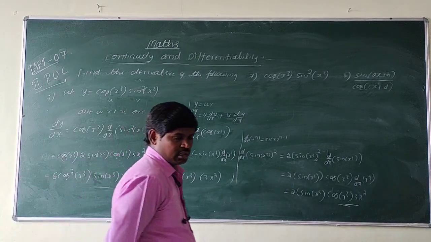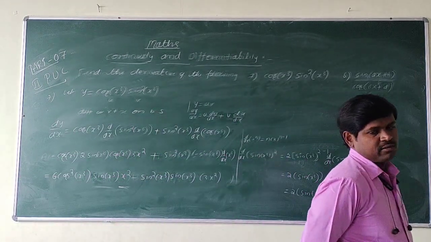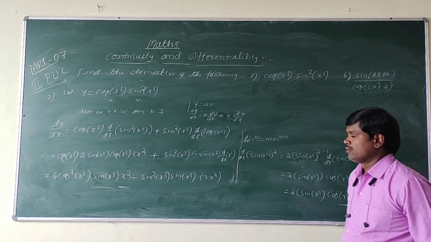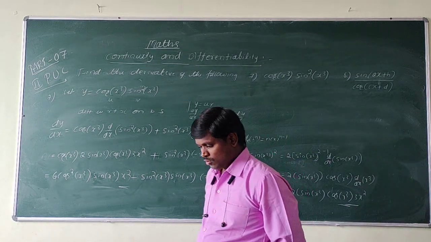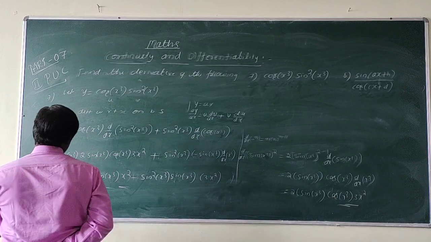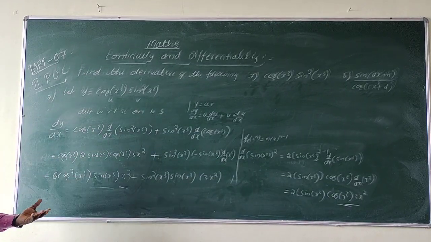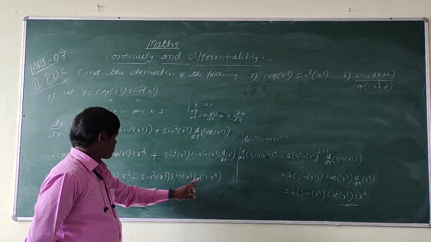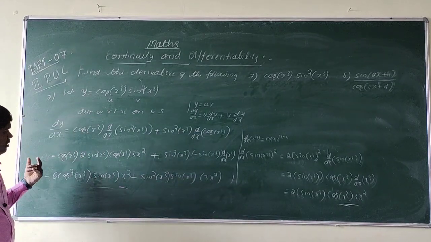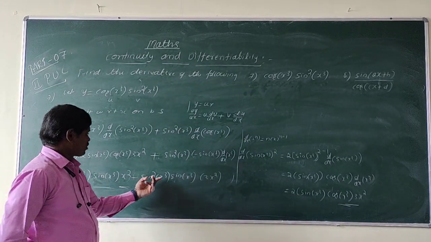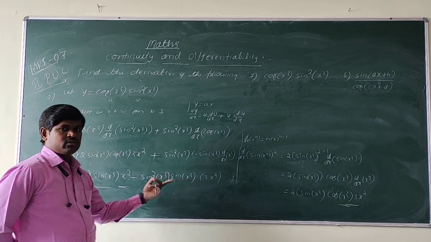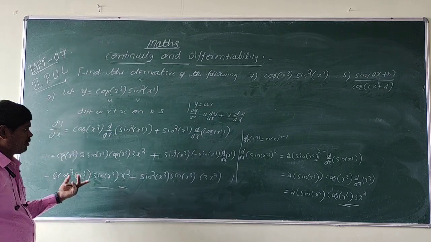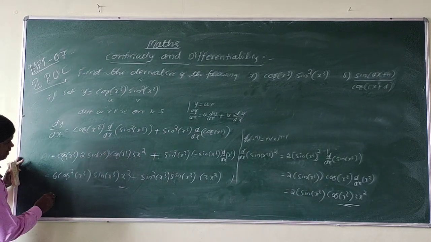Practice two or more times, then we become perfect. Do you want to simplify this? You can do, no problem. Suppose x square is common, take it outside, or sin square x cube, and sin x cube is here. So we can write this as sin to the power of 3x cube. No problem.